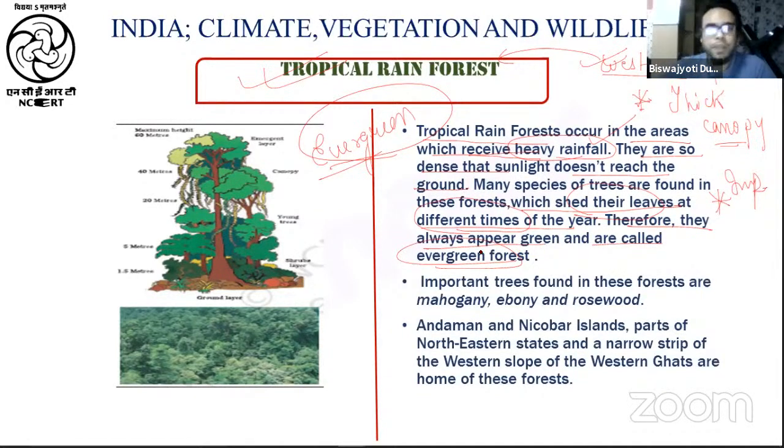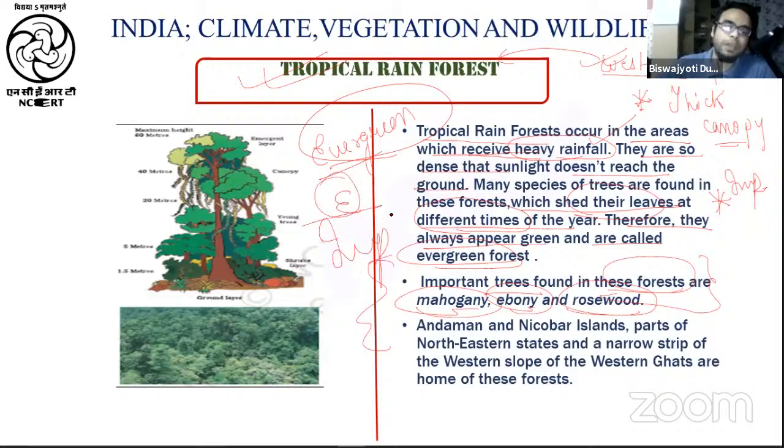Understood this, right? What are the important trees found in the tropical rainforest? Examples of trees of the tropical rainforest are mahogany, ebony and rosewood. This is very, very important from your prelims perspective. If I talk about a vegetation, you have to know the kind of trees which are found in those particular areas.